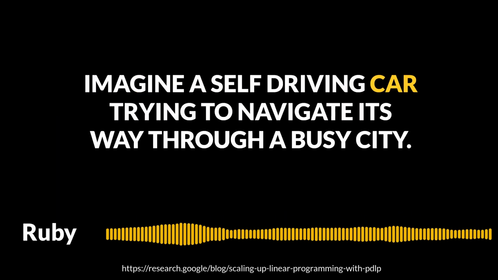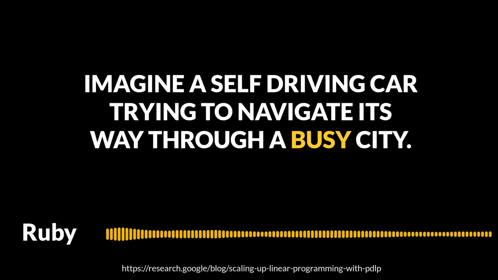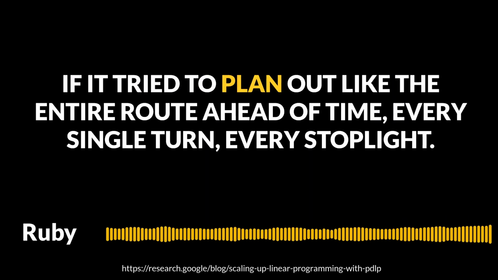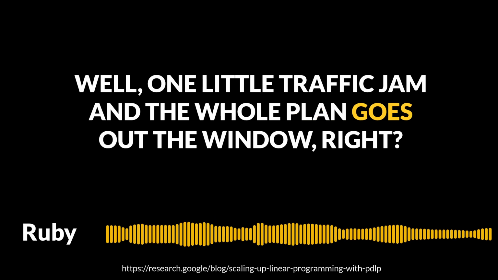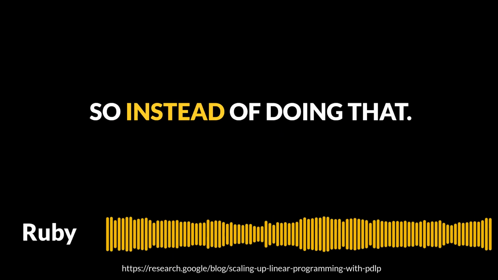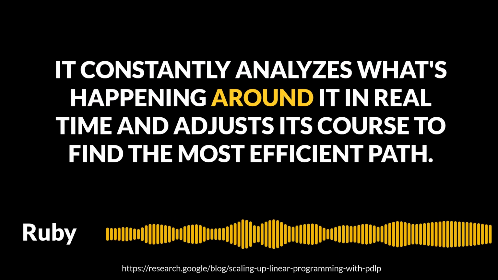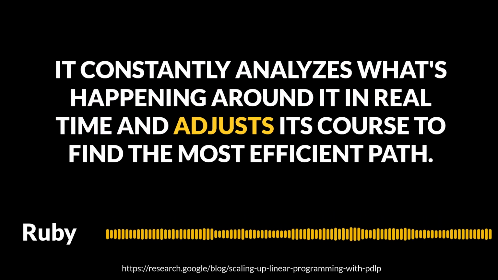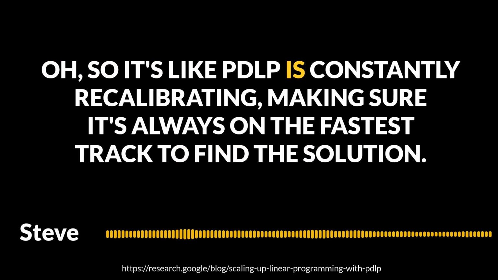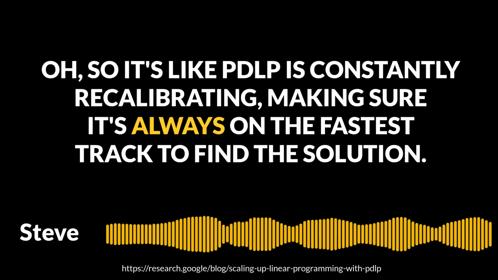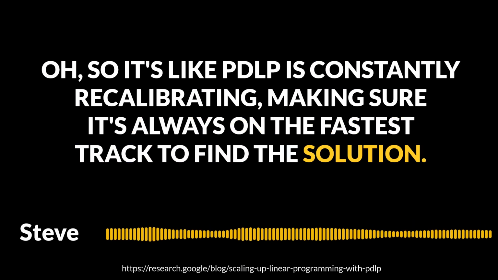Imagine a self-driving car trying to navigate its way through a busy city. If it tried to plan out the entire route ahead of time, every single turn, every stoplight, well, one little traffic jam and the whole plan goes out the window, right? Yeah, totally. So instead of doing that, it constantly analyzes what's happening around it in real time and adjusts its course to find the most efficient path. Oh, so it's like PDLP is constantly recalibrating, making sure it's always on the fastest track to find the solution.